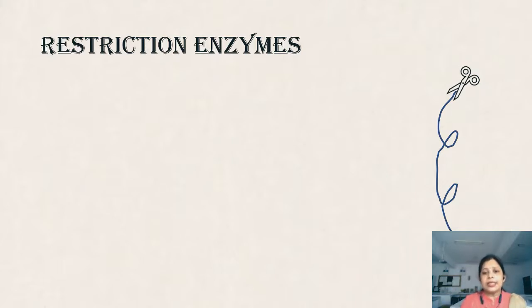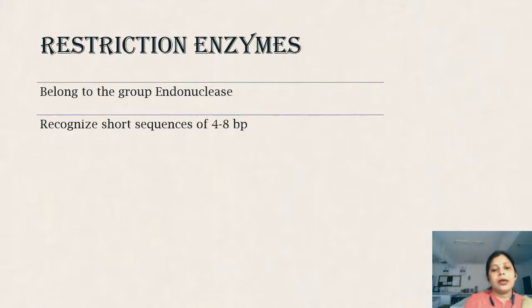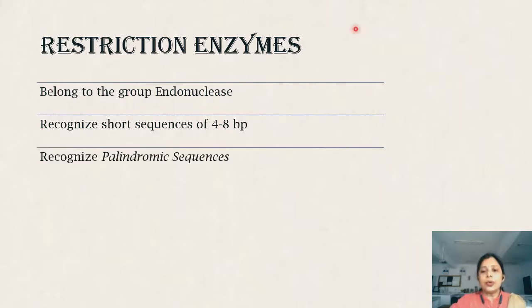Now, these restriction enzymes recognize very short sequences of 4 to 8 base pairs, and these sequences are known as palindromic sequences. What are palindromes? We'll come to it later. So these 4 to 8 base pair sequences recognized by restriction enzyme are known as palindromic sequences.